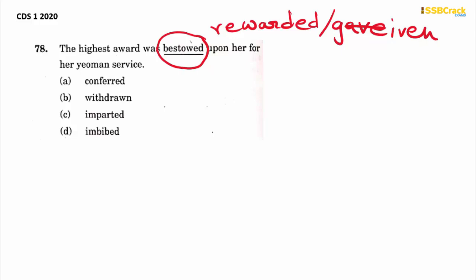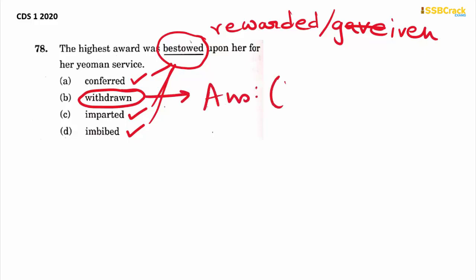So when something is given, you see the options here: conferred, imparted and imbibed all mean the same. Given, they can be said to be the synonyms of bestowed. Withdrawn, on the other hand, means when something is snatched from you, taken from you. Therefore, withdrawn is the antonym of bestowed. Hence, your answer is option B.